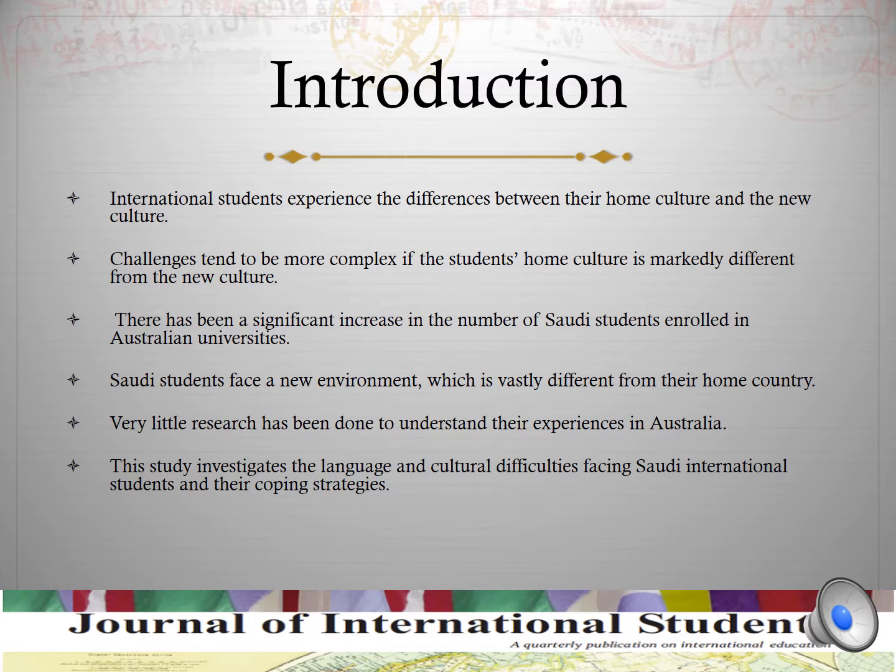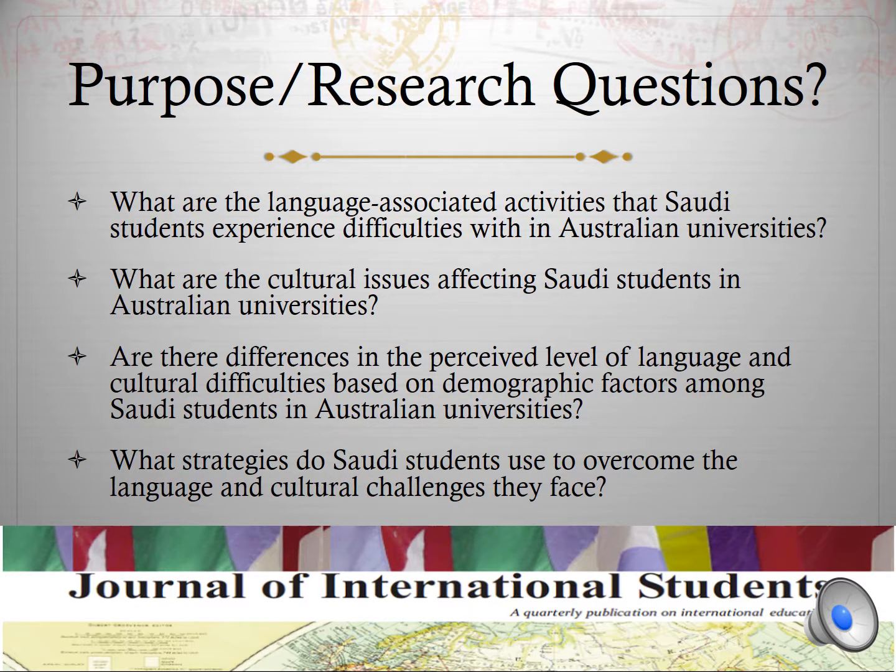This study investigates the language and cultural difficulties facing Saudi students and their coping strategies. The study was guided by 4 research questions. What are the language-associated activities that Saudi students experience difficulties with in Australian universities? What are the cultural issues affecting Saudi students in Australian universities? Are there differences in the perceived level of language and cultural difficulties based on demographic factors among Saudi students in Australian universities? What strategies do Saudi students use to overcome the language and cultural challenges they face?